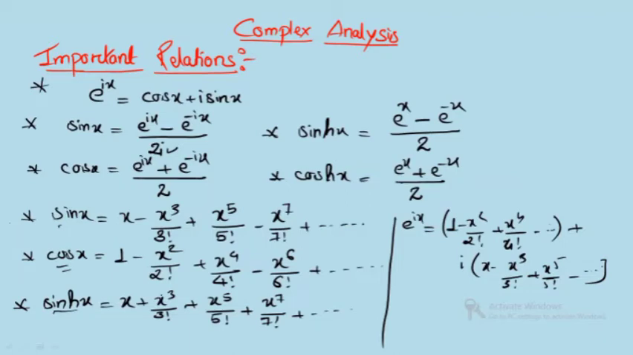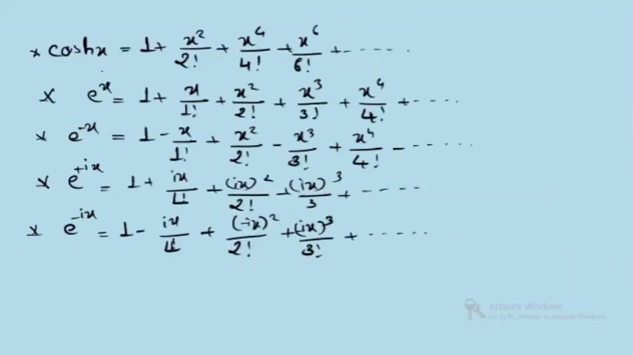So the sine hyperbolic x can be written as this. The plus and minus sign is not making any difference; you just write all the terms positive. It is the same formula as sin x. Clear? Cos hyperbolic x you can write as 1 plus x square by factorial 2 and so on.